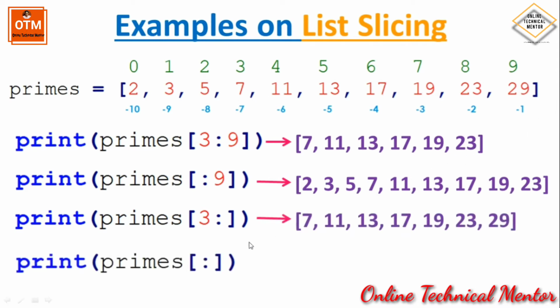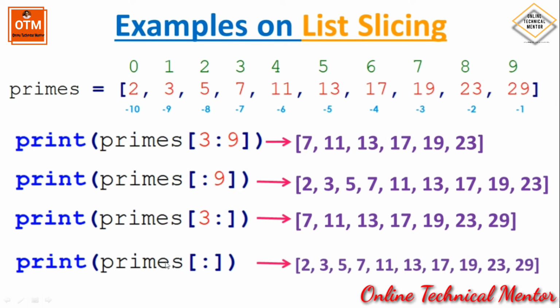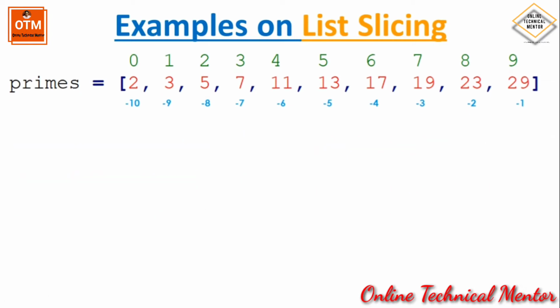Now the next slicing is colon. Neither start nor stop index is specified. That means you are going to extract from the beginning till end, and it will return the whole list from 2 to 29. So it is better to print L rather than writing print colon within third bracket. If I write print L, it will print the whole list. This is equivalent to primes colon within third bracket. Let me show you more examples on this list slicing.